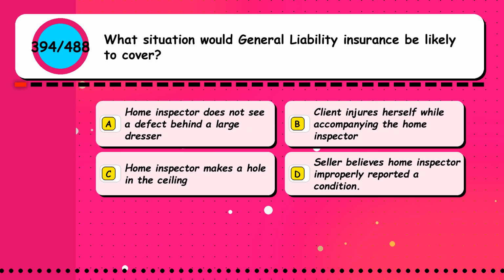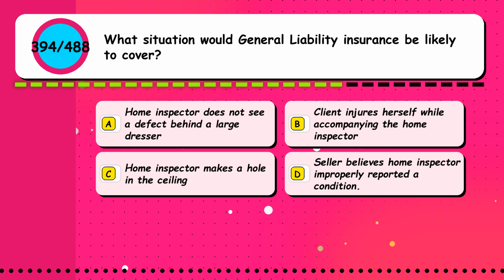Question 394. What situation would general liability insurance be likely to cover? Option A. Home inspector does not see a defect behind a large dresser. Option B. Client injures herself while accompanying the home inspector. Option C. Home inspector makes a hole in the ceiling. Option D. Seller believes home inspector improperly reported a condition.